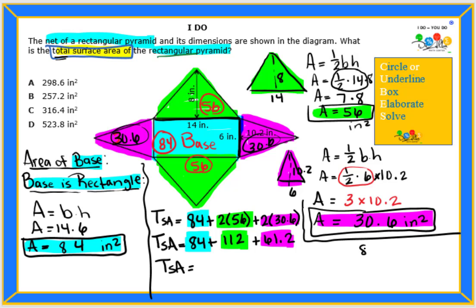84 plus 112 plus 61.2. Let's make sure we align our decimal, because one of those had a decimal, so we have to make sure that we line up those decimals. And so we're going to add zeros, and now we have 2. Our decimal stays lined. 7, 15, we carry 1, 2. So 257.2, and remember our units were squared inches.